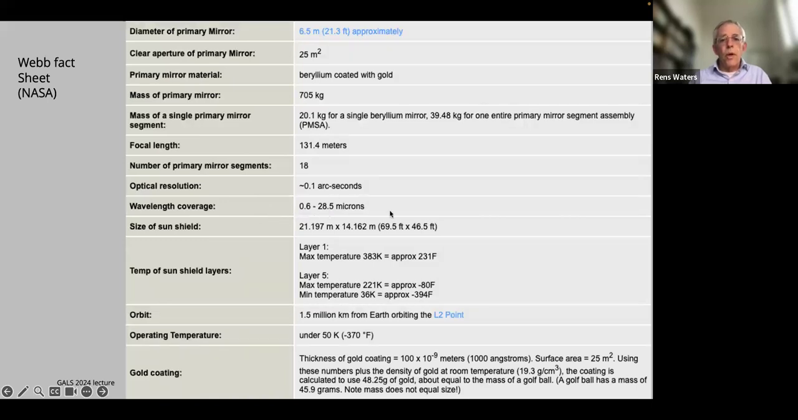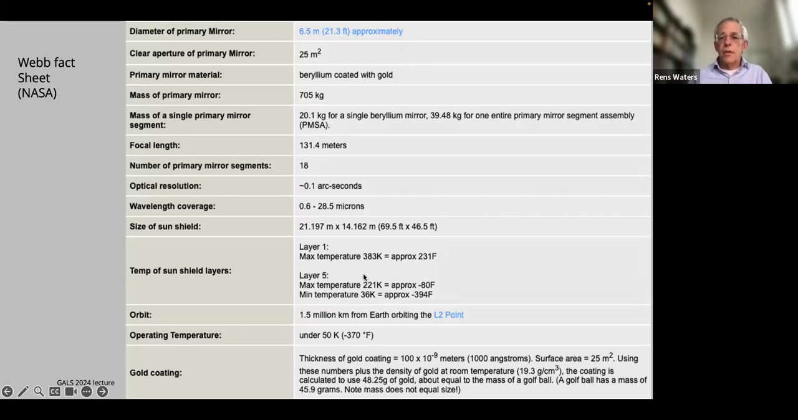An important thing is the wavelength coverage here, and of course the angular resolution, 0.1 arc seconds at the optical. Of course, it goes down with wavelengths to typically 0.2 or 0.3 arc seconds at the longest wavelengths. The wavelength coverage is all the way from the optical until the mid-infrared, 28 microns. It has a very large sun shield of 21 by 14 meters, which consists of 5 different layers, and that takes care of the cooling of the telescope simply by passive cooling.